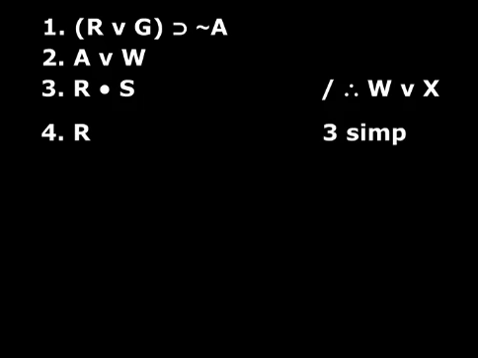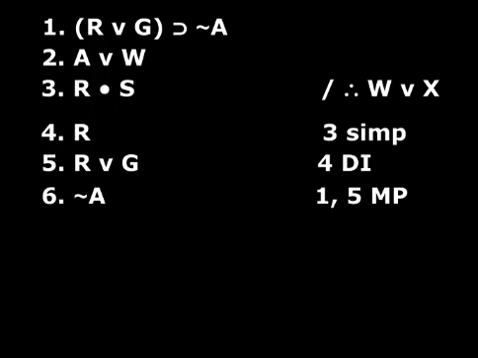So I'm going to simplify R from line 3. Now I'm going to go R or G, and that's by DI on line 4, and I'm doing that so I can get the antecedent of the conditional on line 1 for modus ponens. So I'm going to do modus ponens on 5 and 1 to get not A. Now I have not A on line 6, which is the negation of one of these disjuncts, right? It's the negation of the first disjunct. So by DS, I can derive the other disjunct, W. So that's by 6-2 disjunctive syllogism.